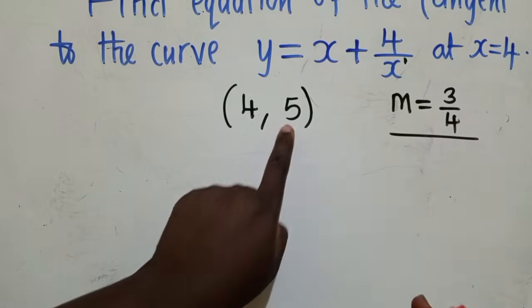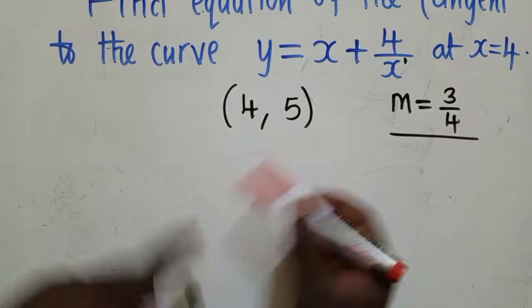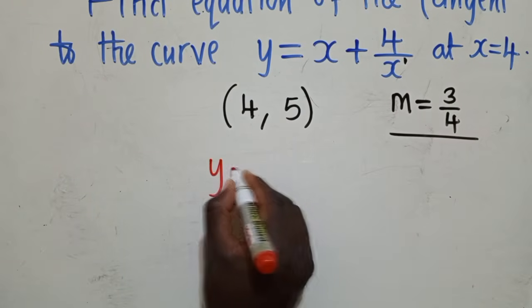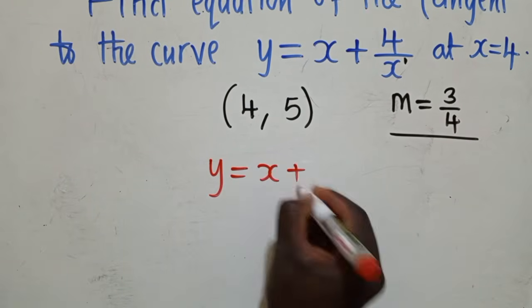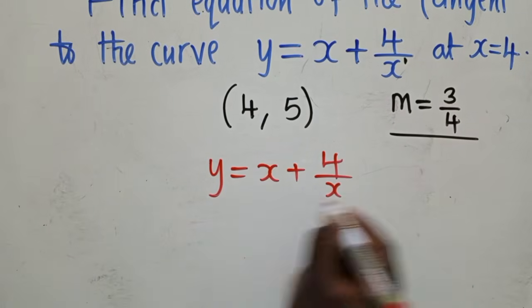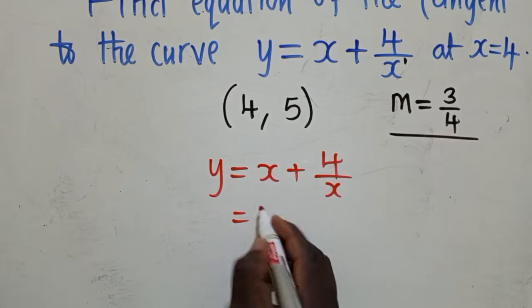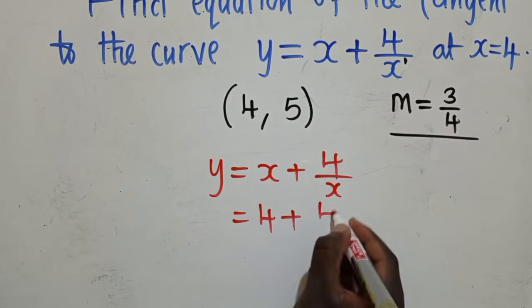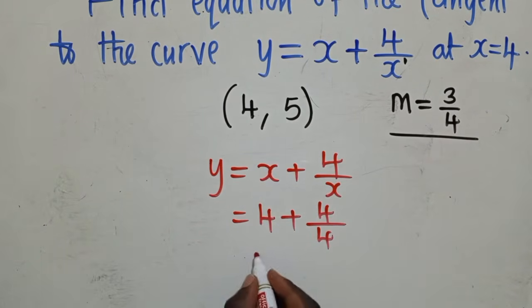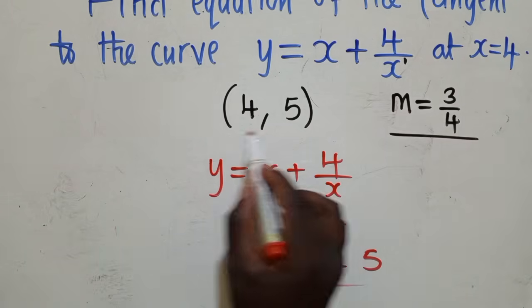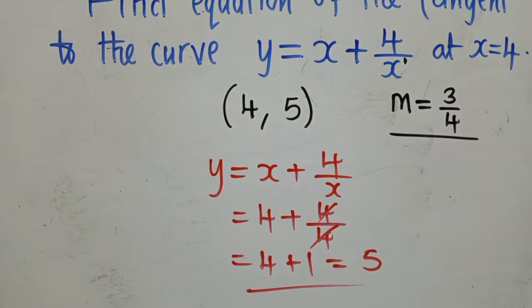Now, how did I know that I'm supposed to have a 5 here? I must go back to the given curve. y is equal to x plus 4 over x. In the original curve, I substitute 4. So 4 plus 4 over 4. This will give us 4 plus 1, which is equal to 5, because 4 divided by 4 is 1. This is how we find the coordinates.